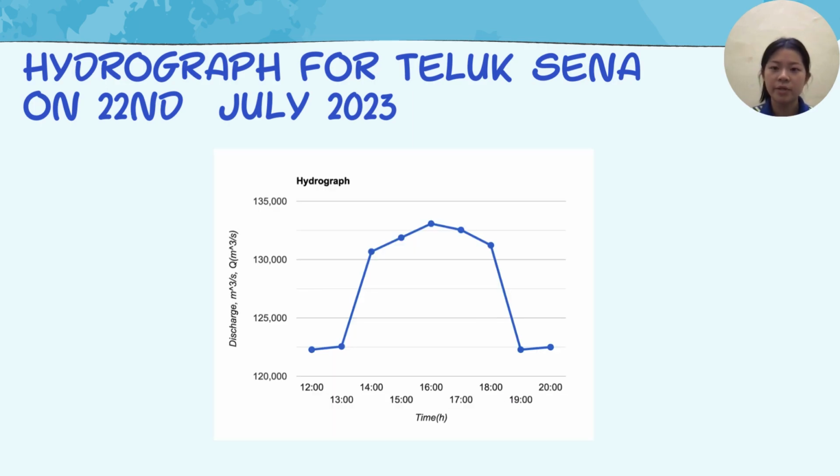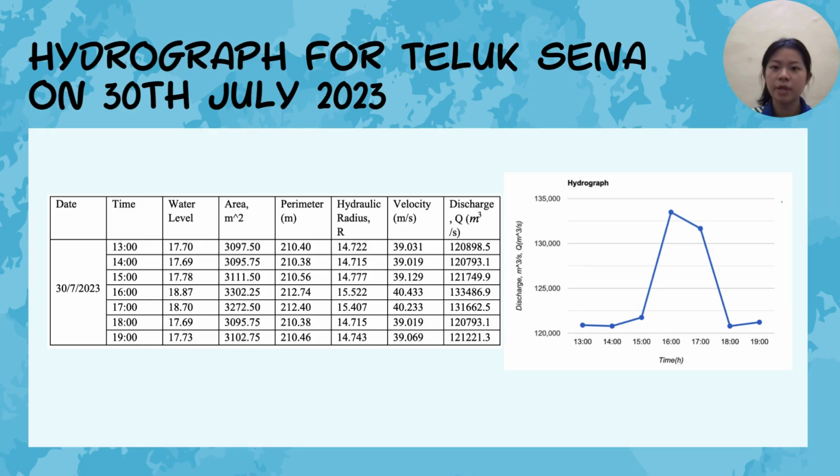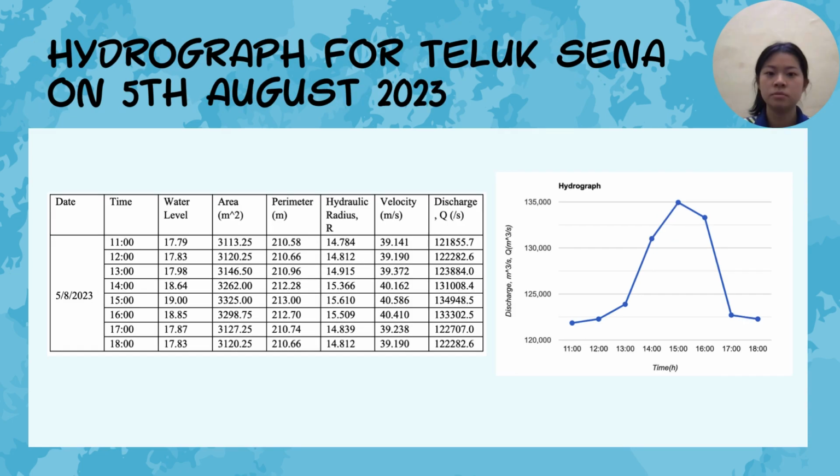So this is how the hydrograph for the Teluk Sena on 22nd July 2023 looks like. Same goes for the hydrograph for the Teluk Sena on 30th July 2023. Here is the data and how the graph looks like. This is the hydrograph for the Teluk Sena on 5th of August 2023.